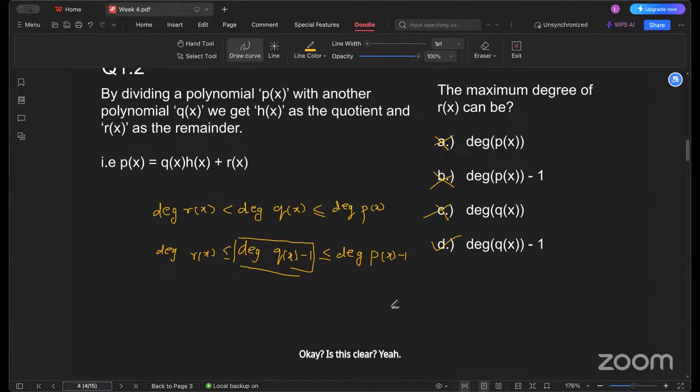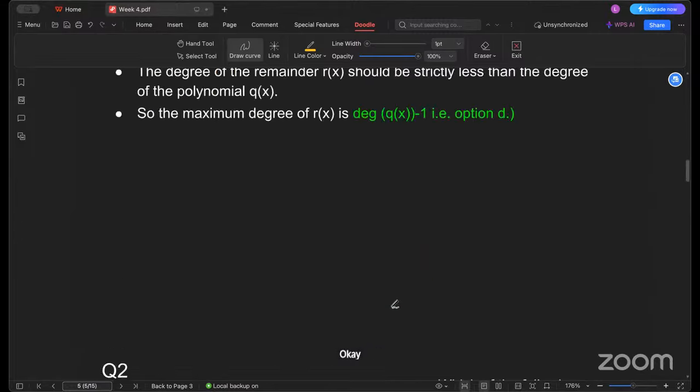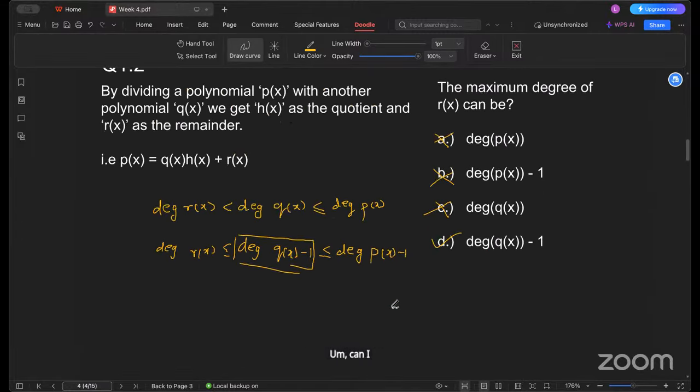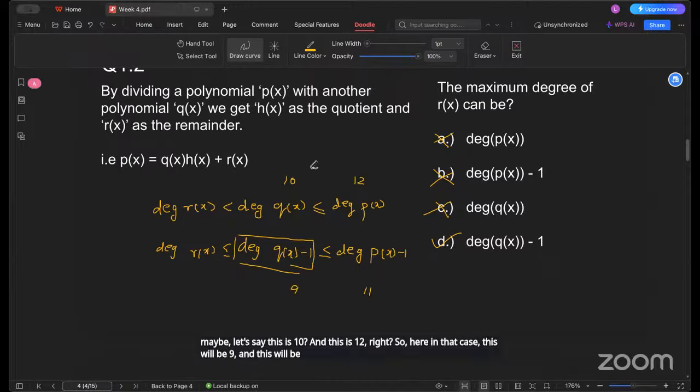Yes, ma'am. Okay, fine. Ma'am, why is option B not there? Can I ask some question, doubt? Yeah, but let me just answer this question. Why can it not be P of x minus 1? See, we have this relationship that degree of Q of x is less than or equal to degree of P of x, right? So suppose, for example, this degree can be maybe, let's say this is 10 and this is 12, right? So in that case, this will be 9 and this will be 11. So what will be the maximum possible value? The maximum is 9 only, right?